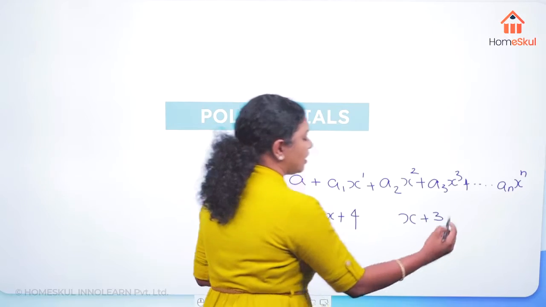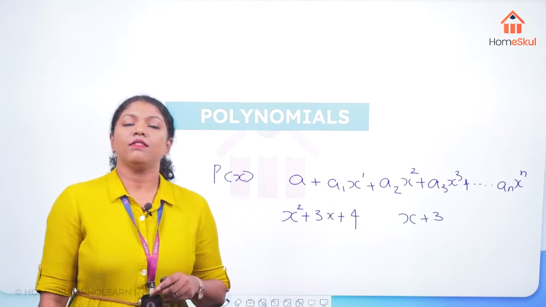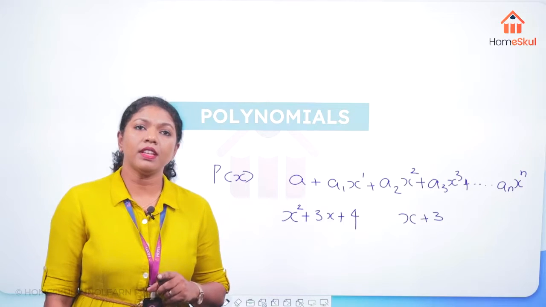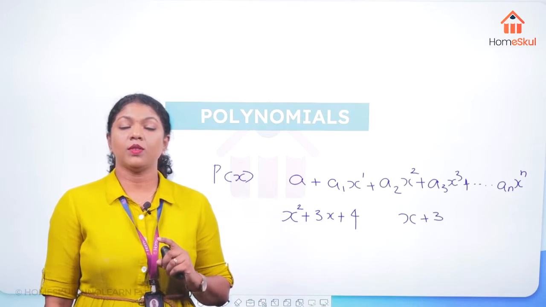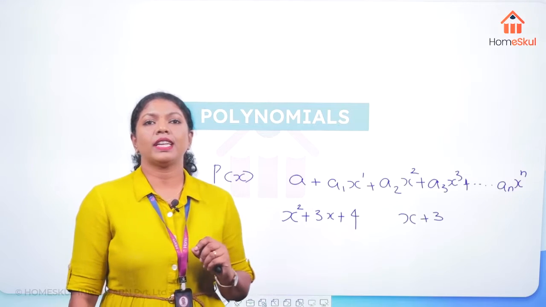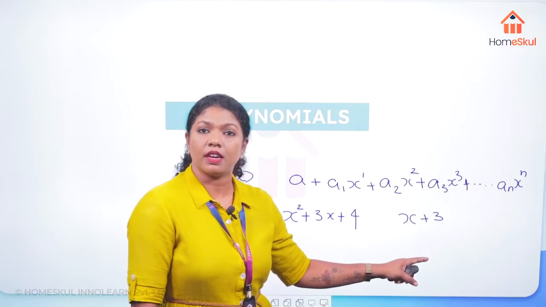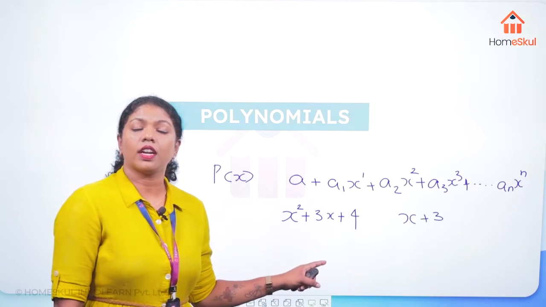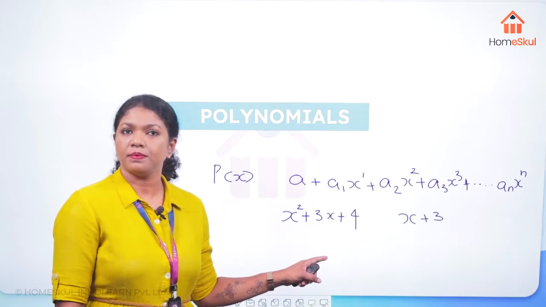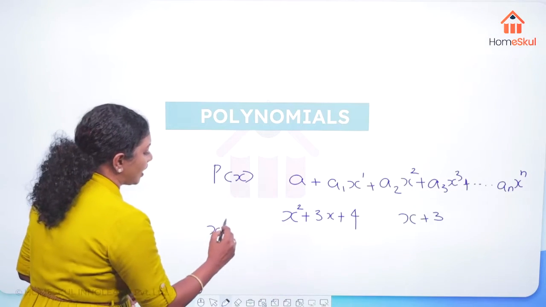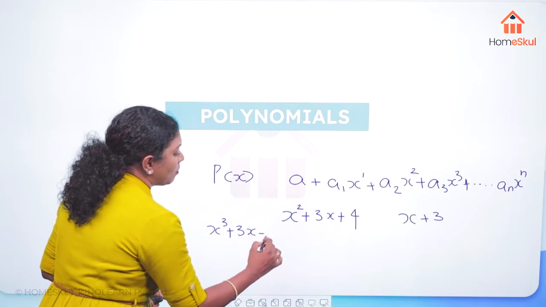x plus 3. This is also a polynomial. We call it a linear polynomial. Linear means the power will be 1. It will represent a straight line. In grade 9 we have learned it, right? So a linear polynomial will be a straight line and a quadratic polynomial will be a parabola in shape. Then a cubic polynomial, x cube plus 3x plus 4.